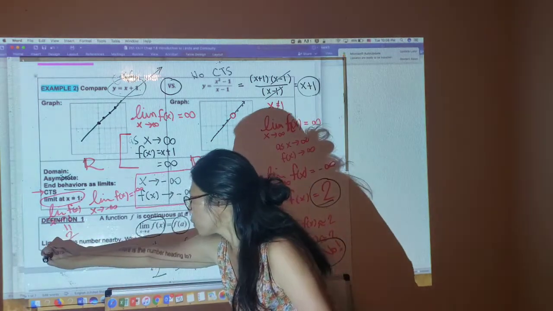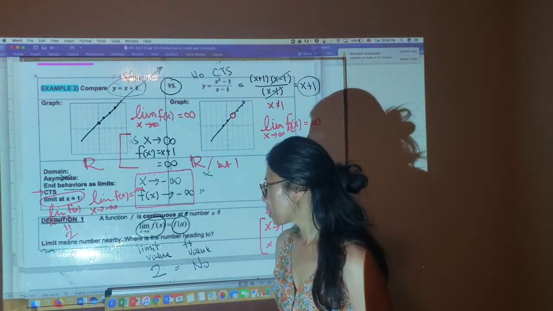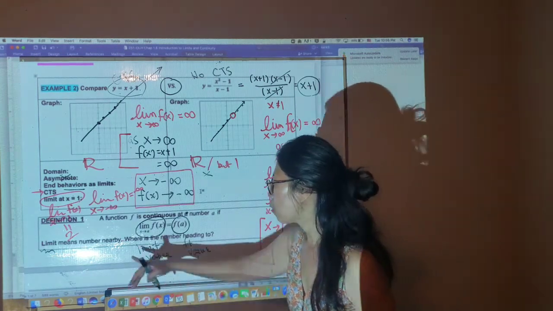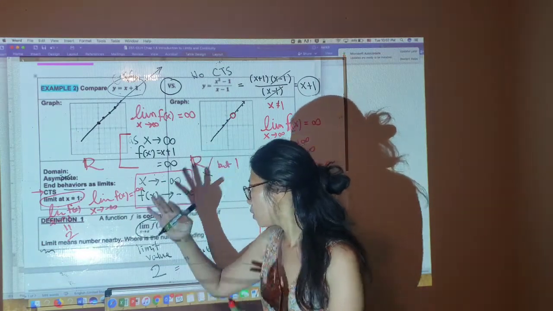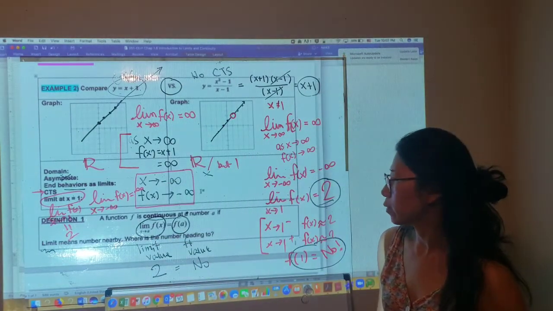And then here I just briefly wrote down my own definition of a limit. You can also look it up in the textbook or Google it, but the limit definition is really abstract. So I want you to think about it as just a number nearby, or where that number is heading to. That will be a good way of remembering what limits are.